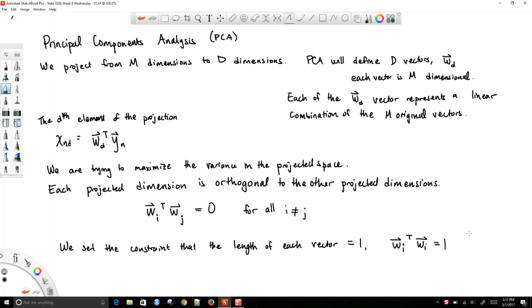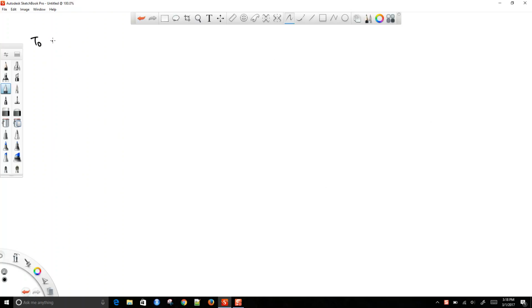Another thing we're going to do to make our lives easier is that we're going to assume that the original dimensions have a mean of 0.